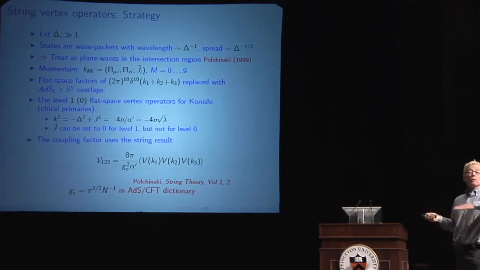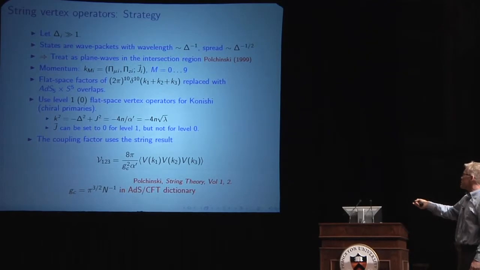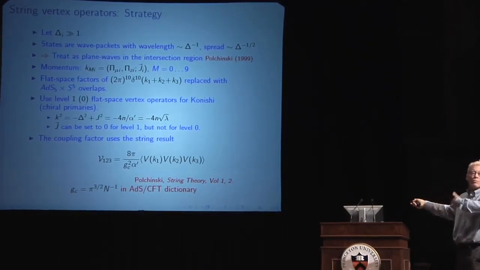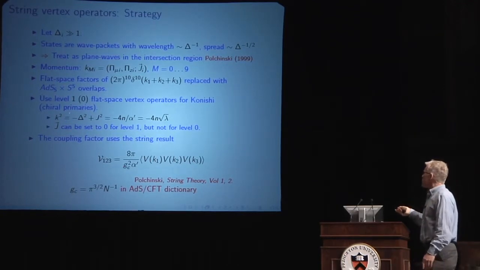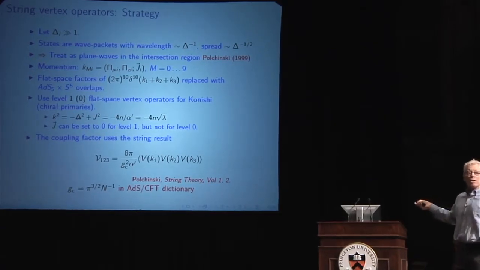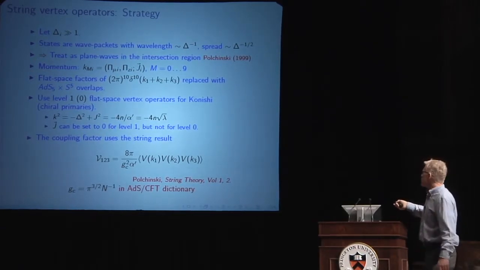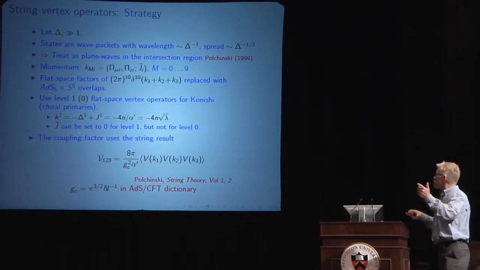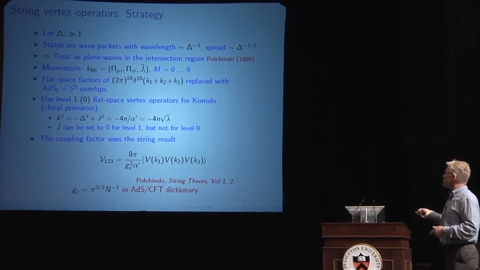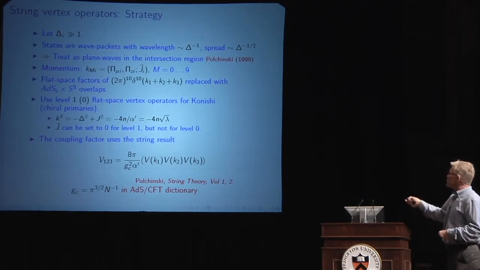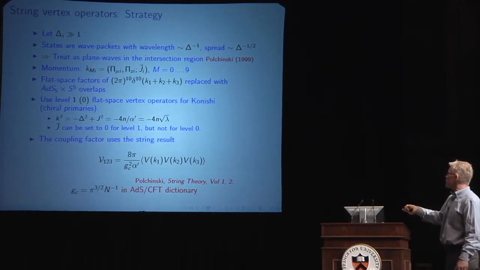And then the momentum that we will use for our vertex operators is basically just the canonical momentum from the AdS5 part plus momentum from the S5 part, which is just related to the R charges. And then the normal 2 pi's and delta functions that you get when you do flat space scattering amplitudes will be replaced with those AdS5 cross S5 overlaps. We will use level 1 vertex operators for Konishi, level 0 for chiral primaries. The k squared satisfies this. Since we want the deltas to be much greater than 1, we can set j to be 0 for level 1, but not for level 0.